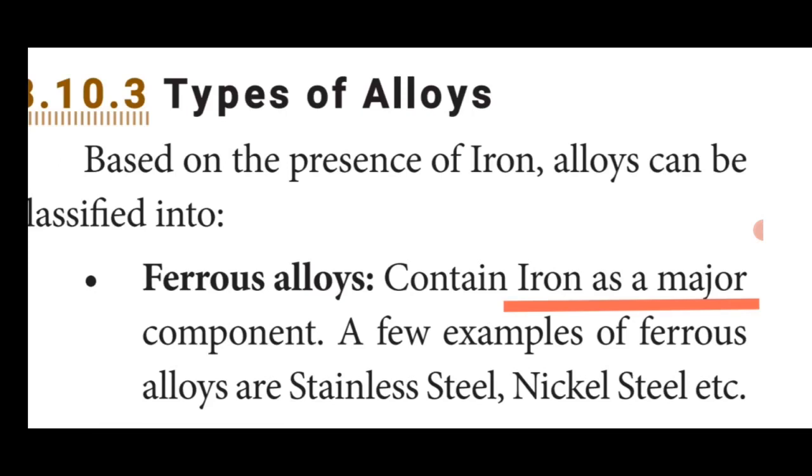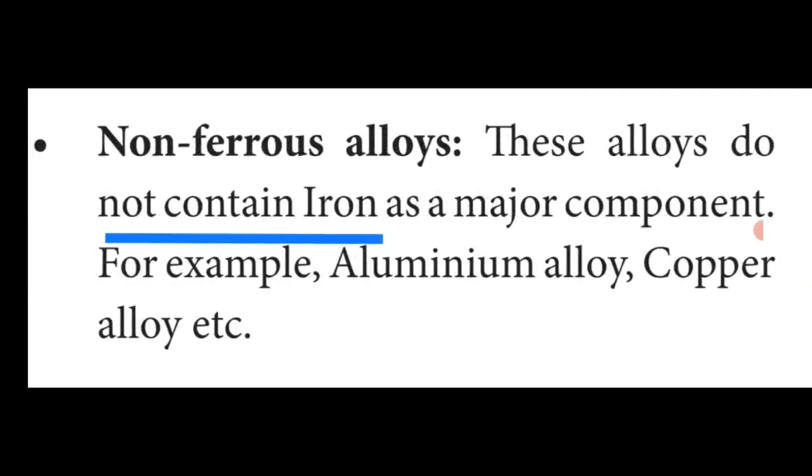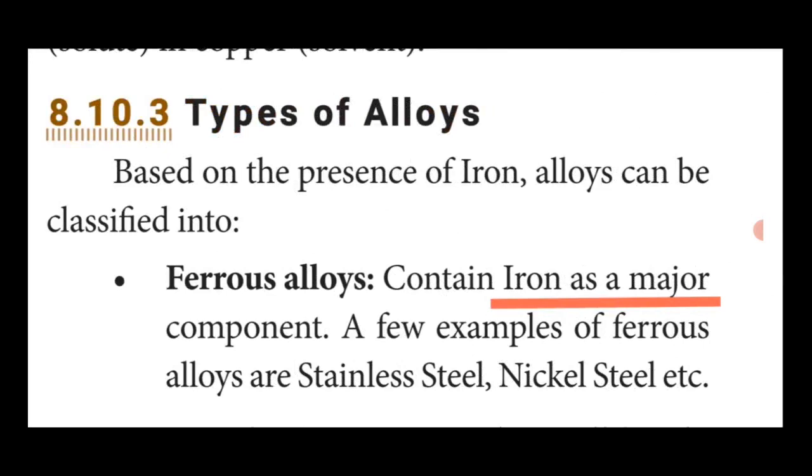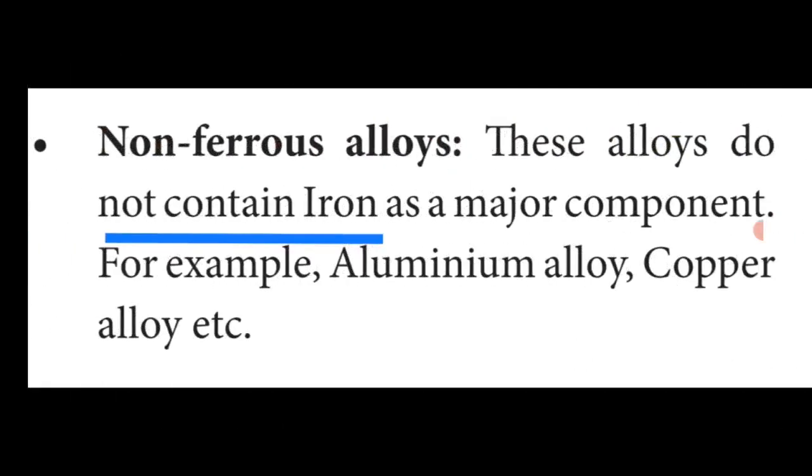These alloys contain iron as a major component. The other one is non-ferrous alloys. These alloys do not contain iron as a major component. For example, aluminum alloy and copper alloy. What is a ferrous alloy? The alloy contains iron as a major component. Non-ferrous alloys do not contain iron as a major component.